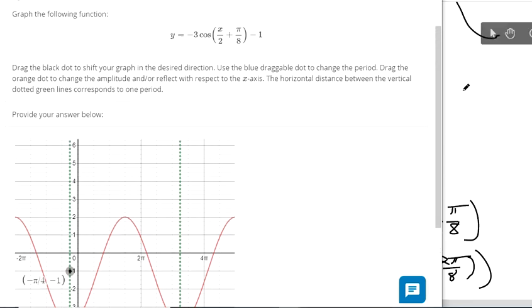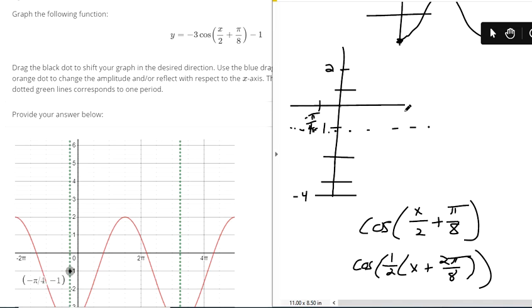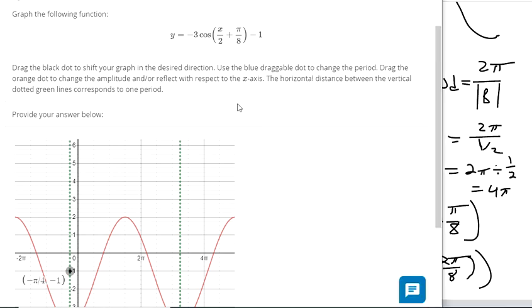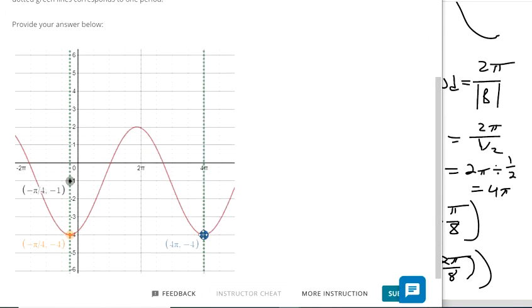We got to figure out the period. Okay, cosine usually has a period of 2 pi. But when there's a b, when there's a coefficient of x, then the period is 2 pi divided by the absolute value of b. So the period is 2 pi divided by 1/2. So if you do that, you're going to flip and multiply, right? So the period's 4 pi. This thing should repeat itself once we get to 4 pi.